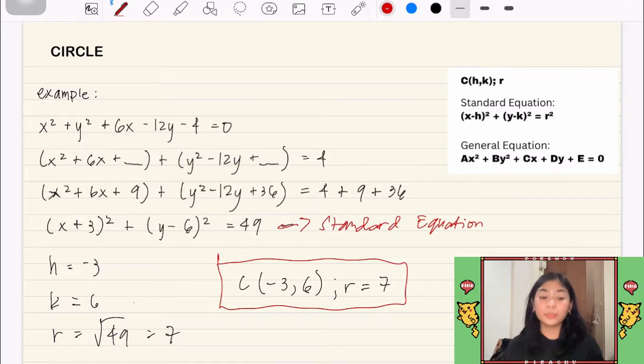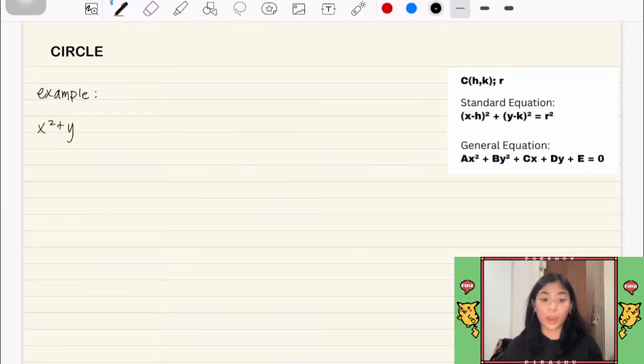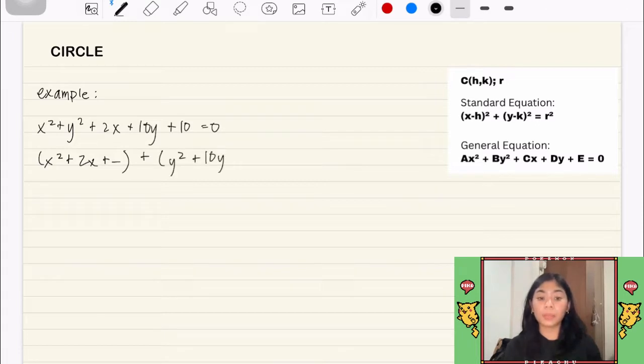Another example, we have x squared plus y squared plus 2x plus 10y plus 10 equals 0. So just like what we did before, group them into their corresponding partners and transpose the constant term to the right side. It will be quantity x squared plus 2x plus blank plus quantity y squared plus 10y plus blank equals -10.